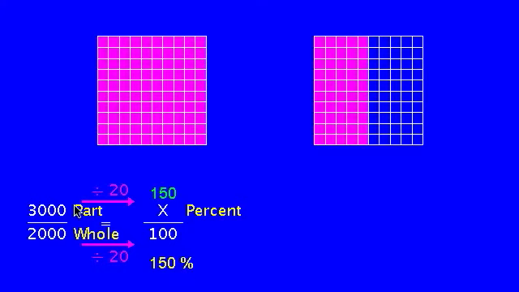For example, if you earned $3,000 on an investment of $2,000, so if you divide top and bottom by 20, you earned $150 for every $100 invested. So your rate of return was 150%. So in some cases, the percent can be greater than 100.